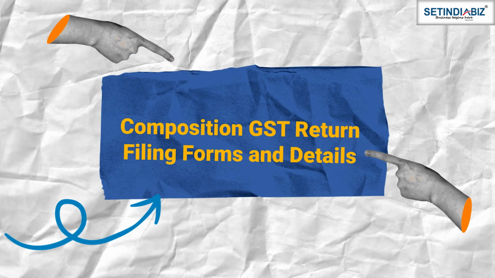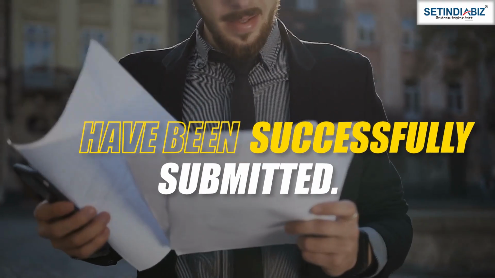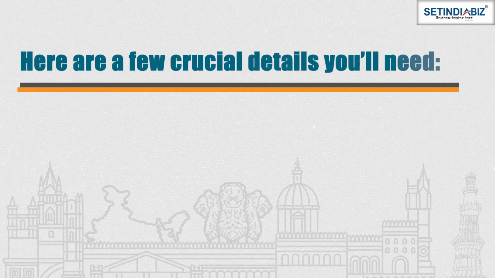Composition GST return filing forms and details. Under the composition scheme, GST returns are filed both annually and quarterly. For filing annual returns, we use the GSTR-4 form, whereas for filing quarterly returns, we use the CMP-08 form. It's important to note that annual returns can only be filed if all quarterly returns for that tax period have been successfully submitted. Here are a few crucial details you'll need.